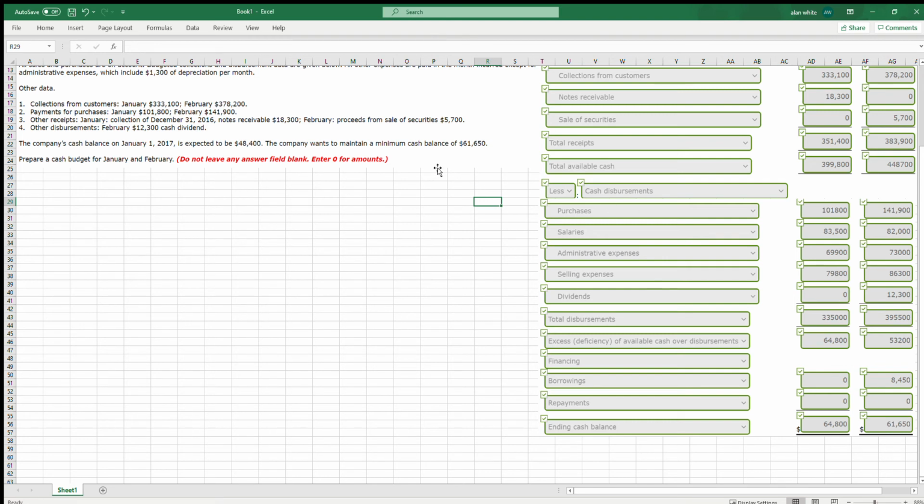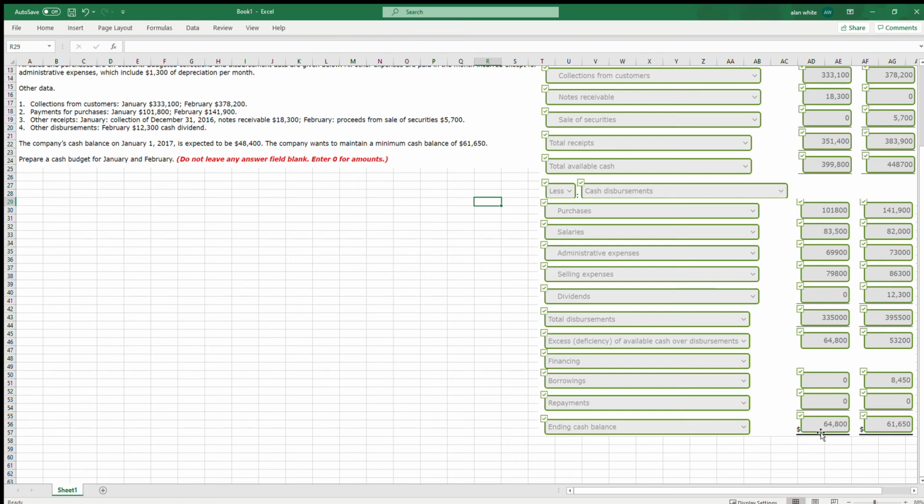If we compare that to the problem, it tells us here that the company wants to maintain a minimum cash balance of $61,650. Okay, and that's going to be important because we realize that $64,800, our excess amount, is more than our minimum cash balance. So we actually don't need to borrow any money, which is why borrowings is listed as 0. And the problem doesn't specify that we're investing or paying off debts or anything else, so we're just going to leave repayments as 0 as well. So our ending cash balance is going to be $64,800 for the month of January.